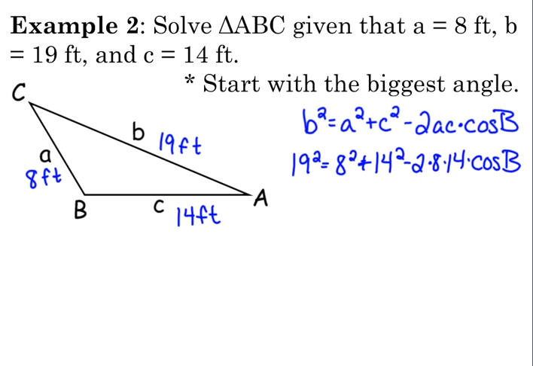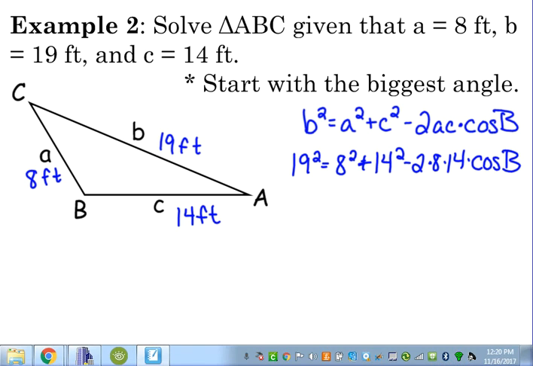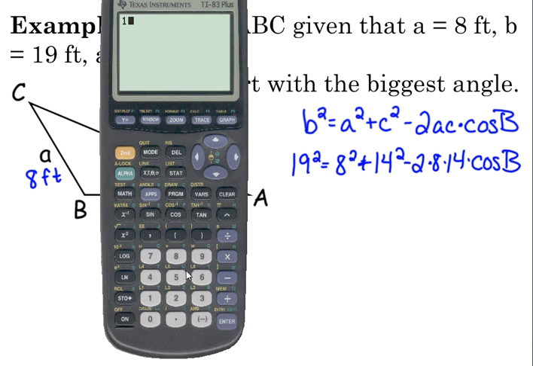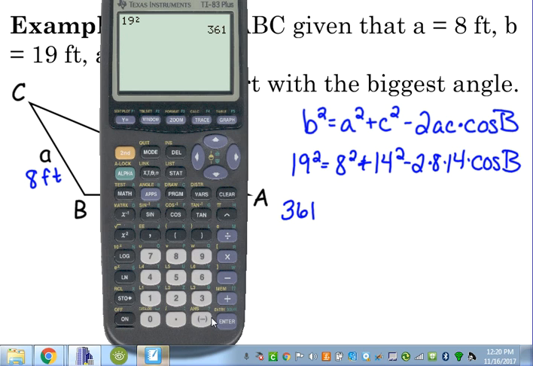Now, this one we do need to chunk up more to solve. You cannot just type all that stuff in except for the cosine. You're not going to get the right answer, okay? So let's find out 19 squared. We'll start with the left side here. 19 squared is 361. I will go ahead and add the 8 squared and the 14 squared. We can go ahead and put that part together.